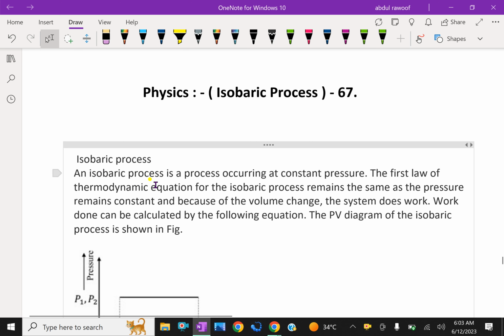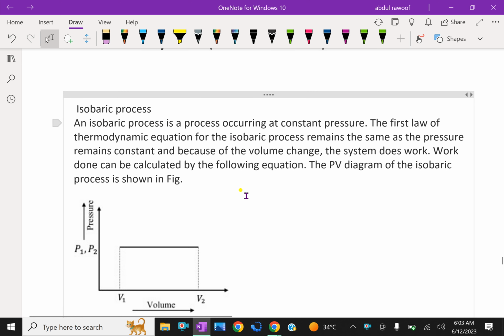In physics, let us discuss the isobaric process. An isobaric process is a process occurring at constant pressure. We can say it is a constant pressure process.